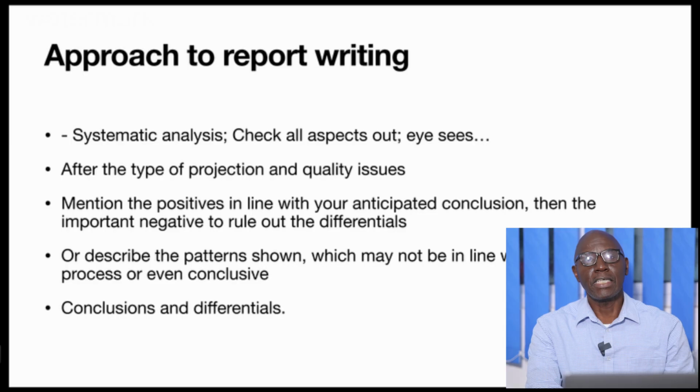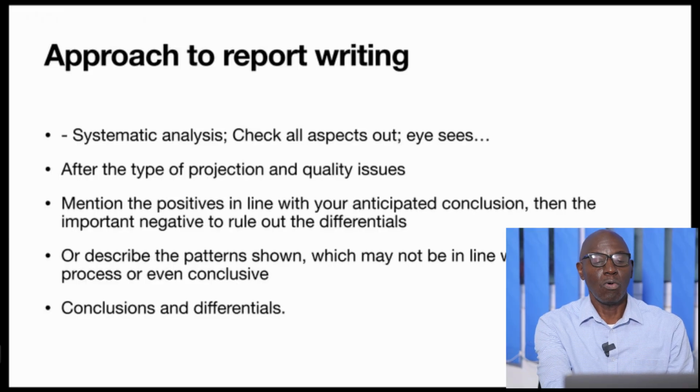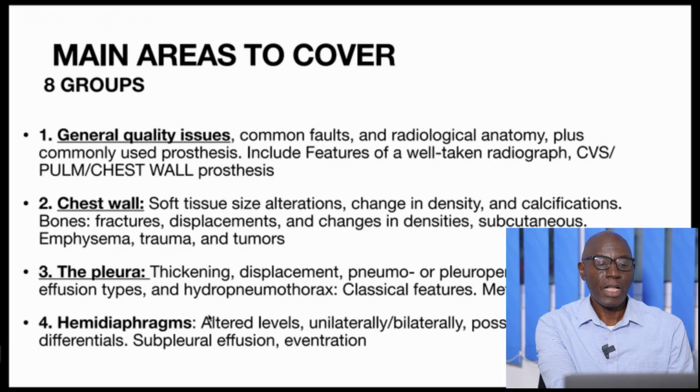Now, here you start by concluding and knowing where you are going. For example, if you think these features are due to pleural effusion, then you know you are going to conclude pleural effusion. So here we mention the positives for pleural effusion, and of course we also mention the negatives, and then we conclude. That is roughly what we do when we're writing the report. But this will become even clearer as we go by.